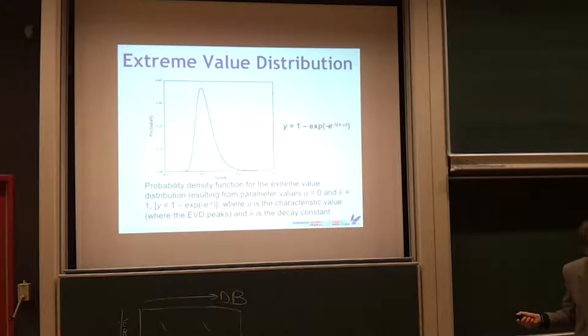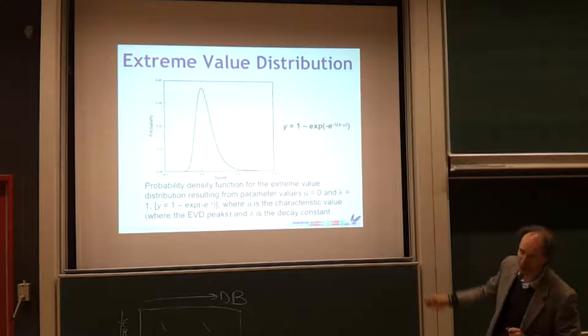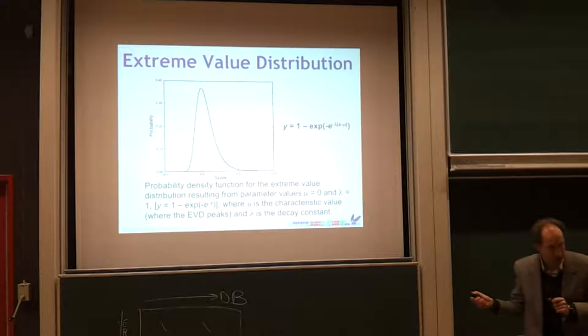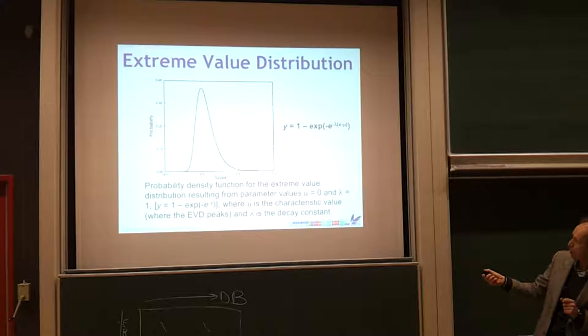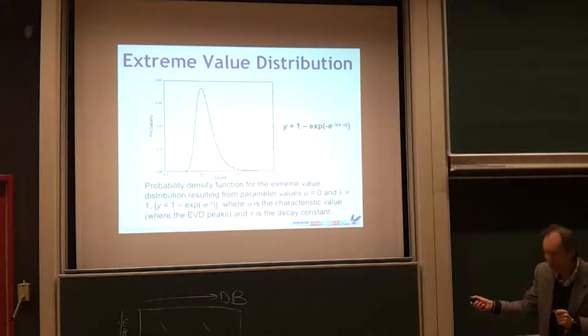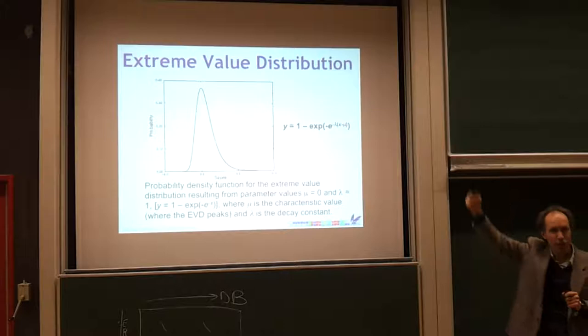Somebody has kicked it, right? Falls off more slowly here. And now, the beauty is it's a nasty piece of mathematics, I can tell you, because this reads as follows. The base function of the extreme value distribution is y equals 1 minus e to the power minus e to the power something. So e to the power e to the power.